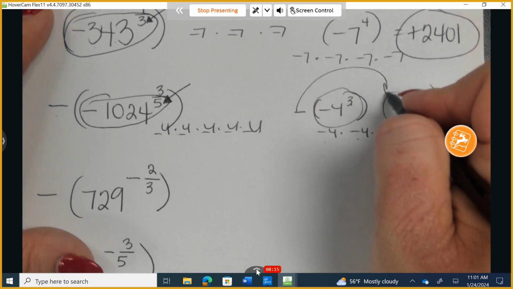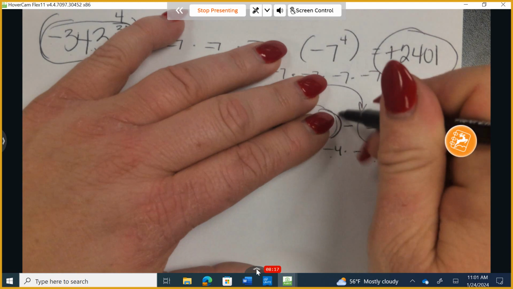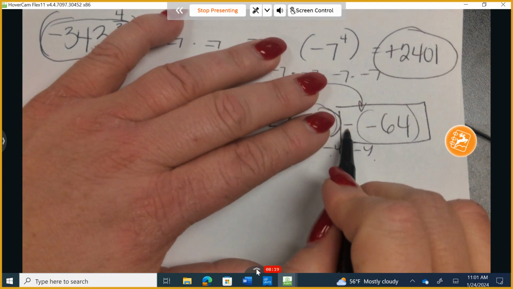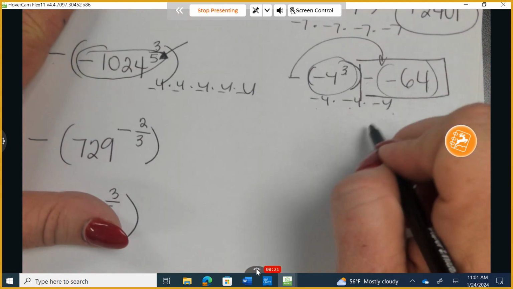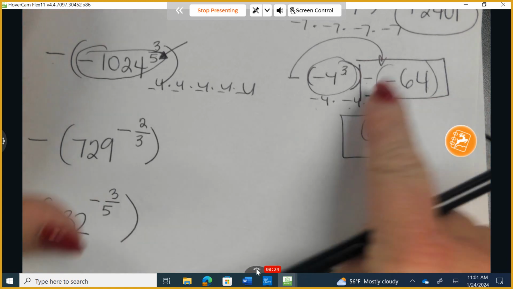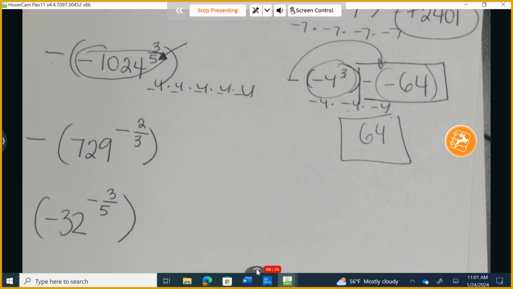And we haven't used this sign yet. So this is what I need to evaluate last. What is a negative times a negative 64? A positive 64. How do we know that? There's 2 negatives. 2 is an even number. Final answer is positive.